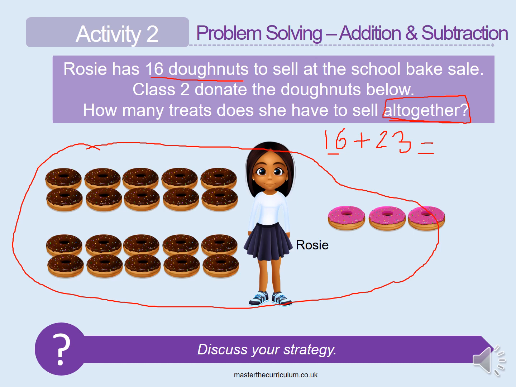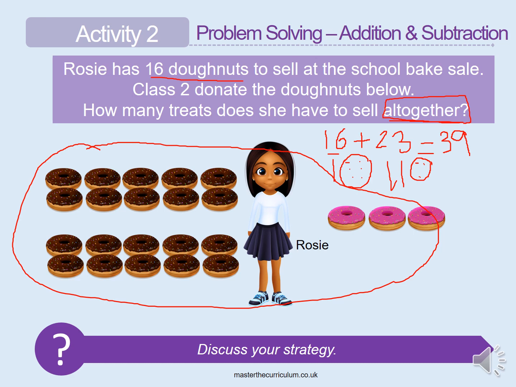So we want to add those up. Now, if you want to, you can do your chips and peas, so your tens and ones. So we could do 1 ten and 6 ones. And then over here, we have 2 tens and 3 ones. So let's count our tens. You've got 1, 2, 3 tens. So that gives you 30. And then you've got 6 ones here, and then we've got 3 ones here. So 6, 7, 8, 9.